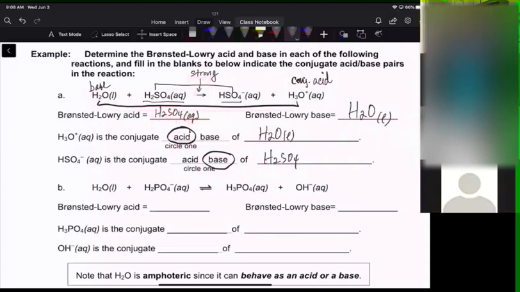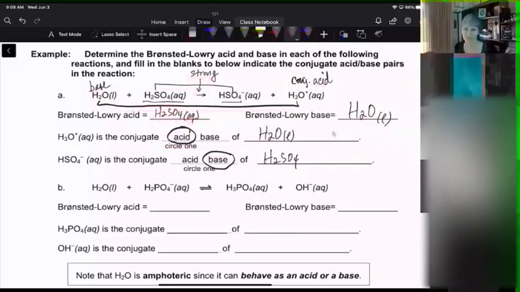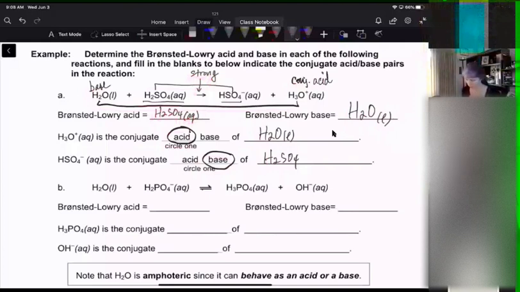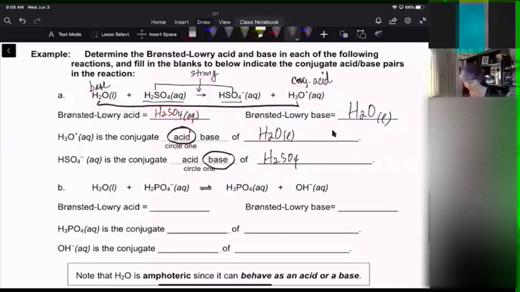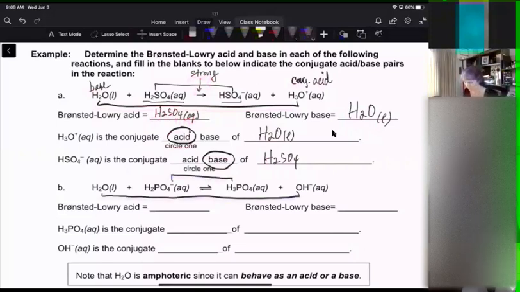Yes, exactly. Okay, and in the next one, let's put the reactants first. Which one is acting as an acid? We can look at where that transfer happened. Which one gave up the proton? Water. And that means that the dihydrogen phosphate ion accepted the proton, so it will be the base.